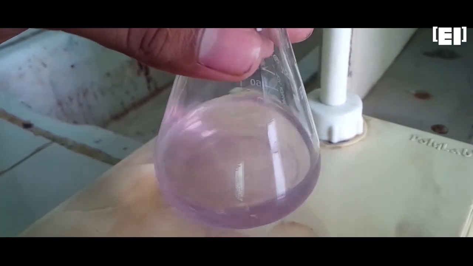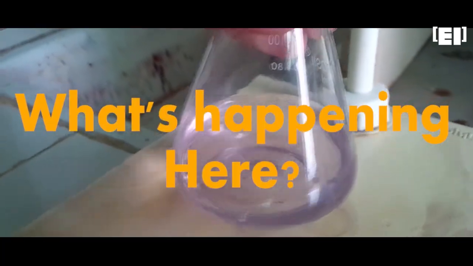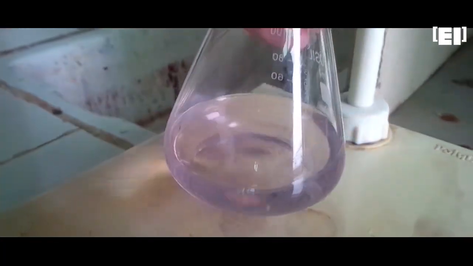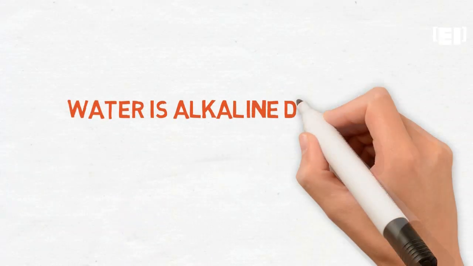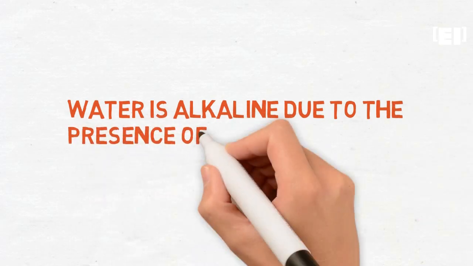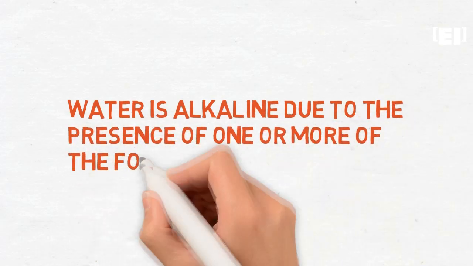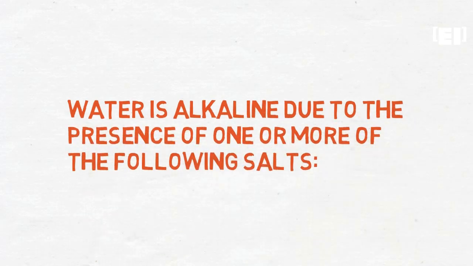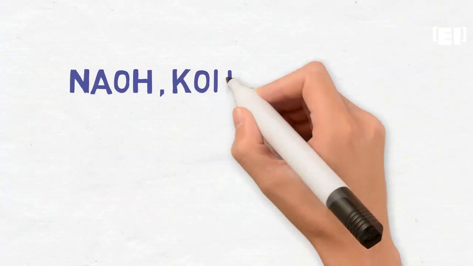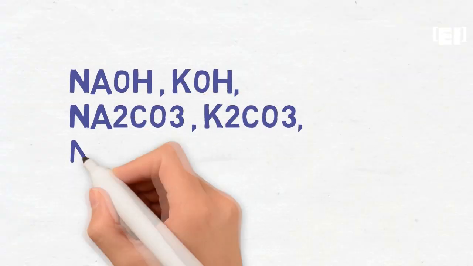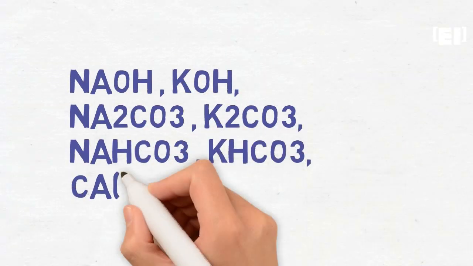But wait, what is this all about? What's happening here? Let's see. The alkalinity of water is due to the presence of one or more of the following salts. And these are the hydroxides, carbonates and bicarbonates of sodium, potassium, calcium and magnesium.